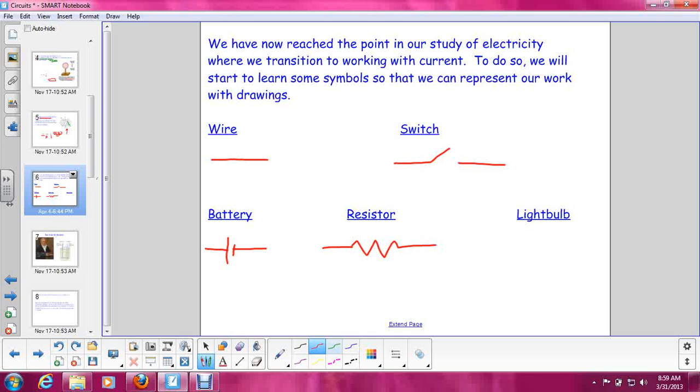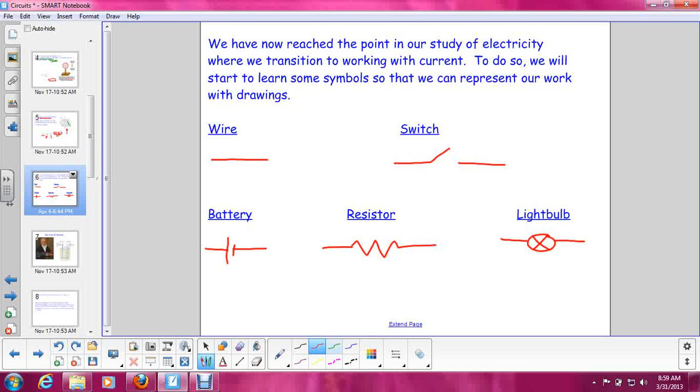And finally, a light bulb. This is mostly what you guys are going to be wiring up, although there are some other fun things you can add into a circuit. A light bulb is the X-Men symbol. It is a circle with an X through it.